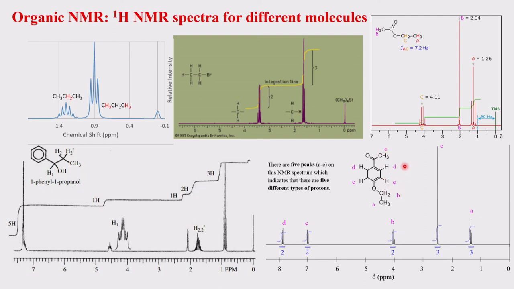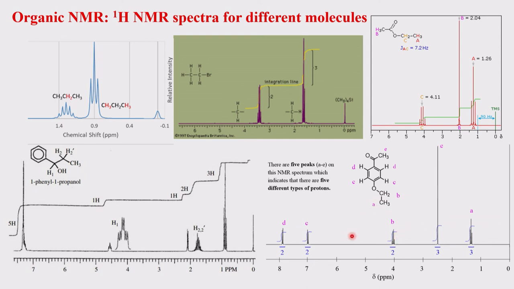Therefore, the hydrogens on this side will differ from these hydrogens in terms of their electronic effect. So, these two will form one set, these two will form one other set. Therefore, you get 2 sets of signals in the phenyl region and you see 7 to 8, you got 2 protons, 2 protons. So all others have come here.